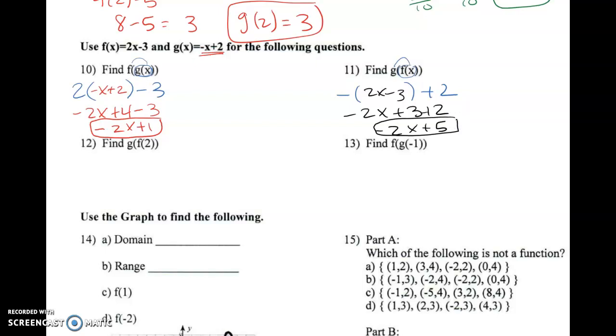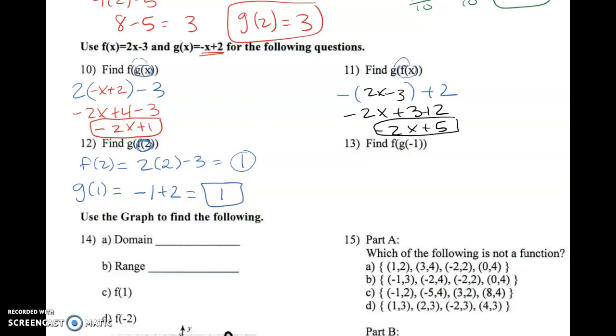Now for question 12 and 13, they're similar to 10 and 11, except that you're plugging in a value to the first function and then taking that new value and plugging it into your outer function. So I first need to find what f of 2 is, the inside there. So f of 2 is 2 times x minus 3, and I'm plugging in 2. So 4 minus 3 is 1. So now I'm taking that value and I'm replacing it here and finding g of 1. So negative 1 plus 2 equals 1.